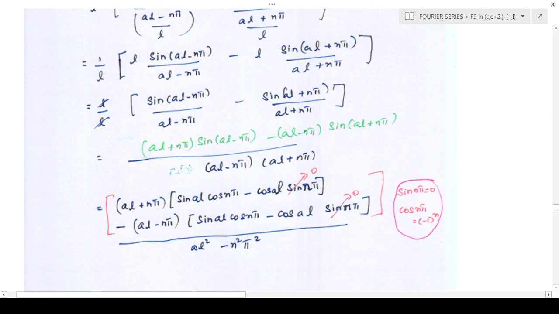Now take LCM. Okay, do one thing. Expand sine A minus B. Sine A cos B minus cos A sine B. Here it is again sine A.